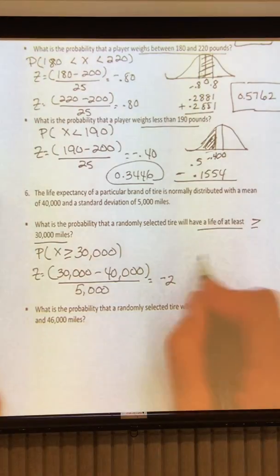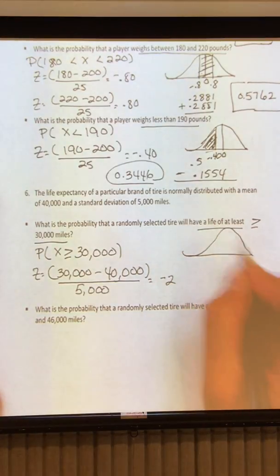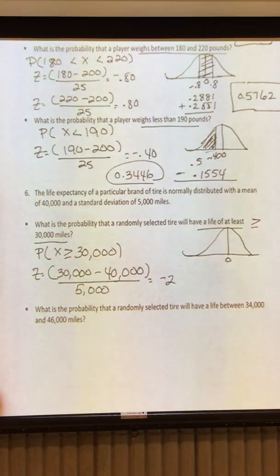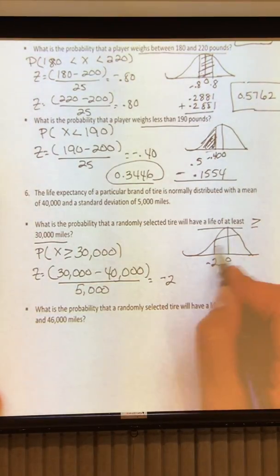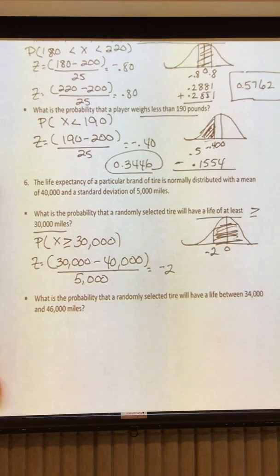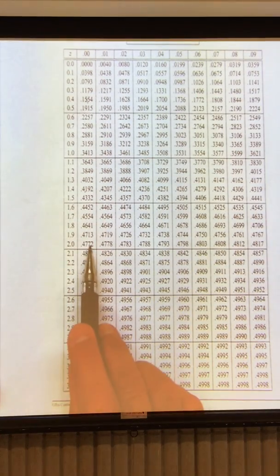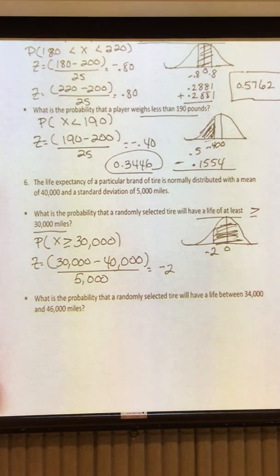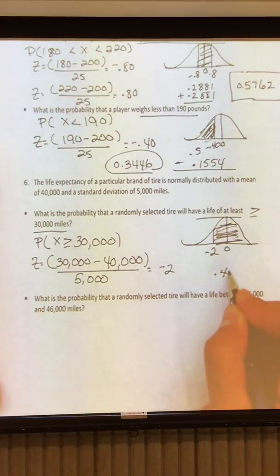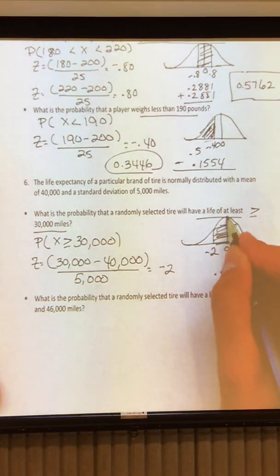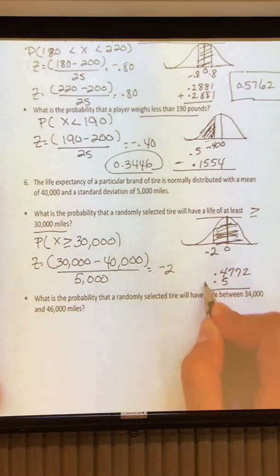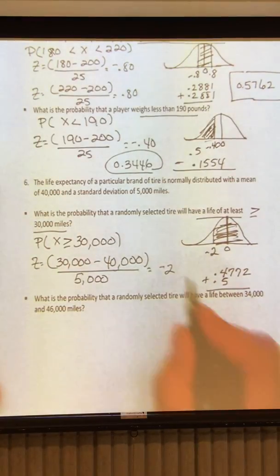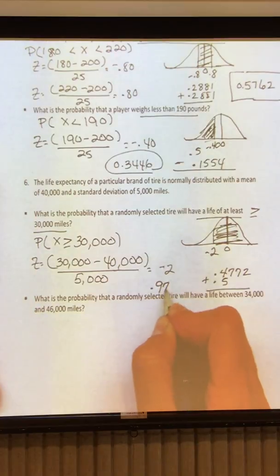-2. So drawing your curve, you have 0 in the middle, -2 is to the left, and greater than is all the area to the right. All this is greater than. So let's look at the area for 2, and that is 0.4772. So we take 0.4772, and you're going to add it to 0.5, again, because that total area to the right is equal to 0.5. So adding those two numbers, you have 0.9772.